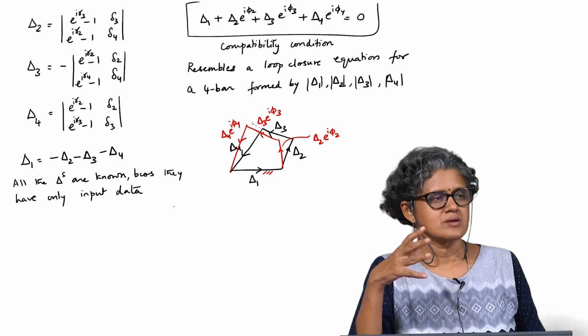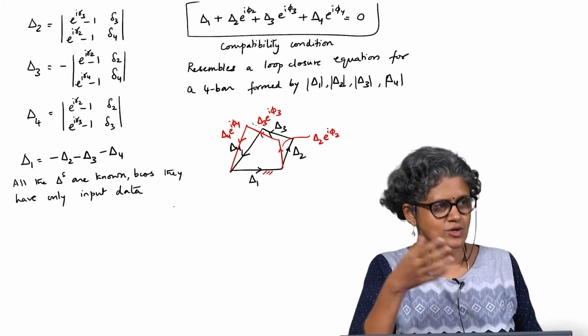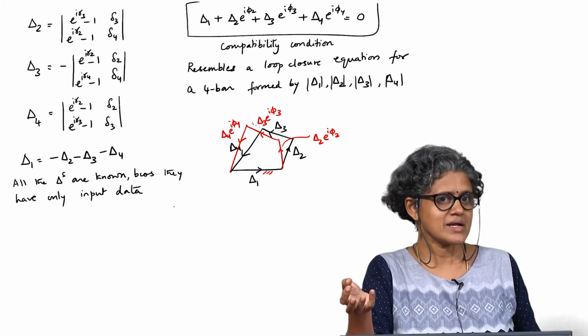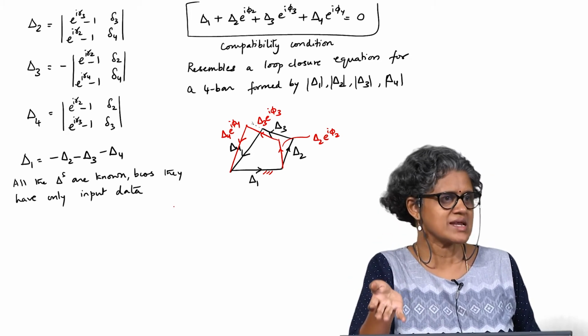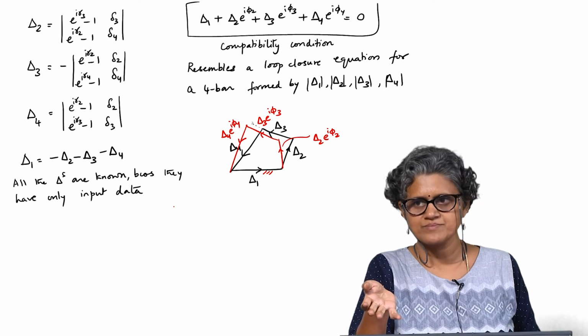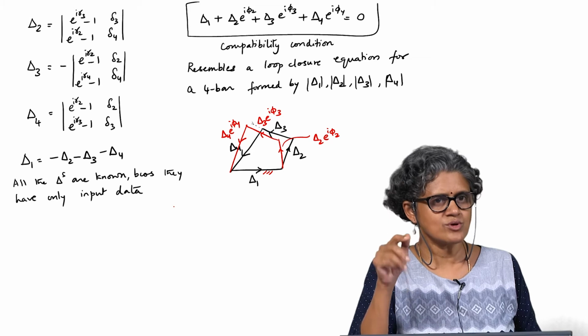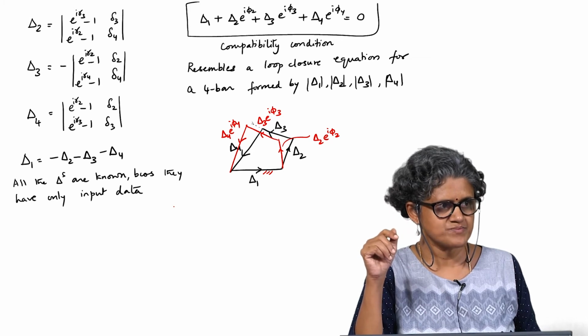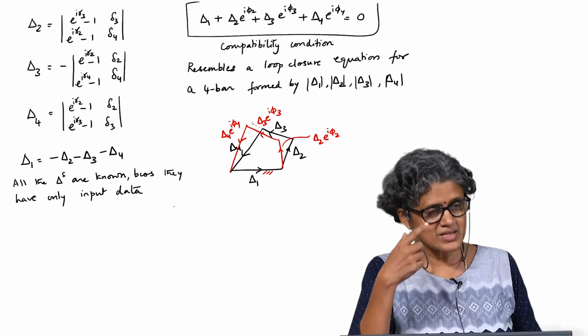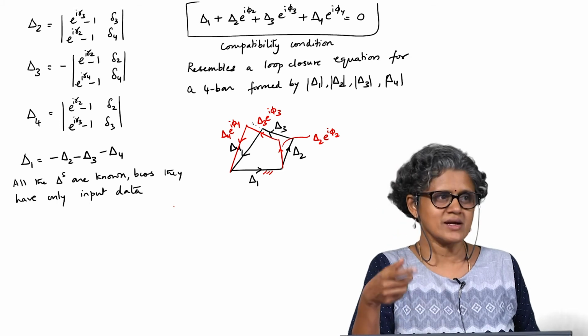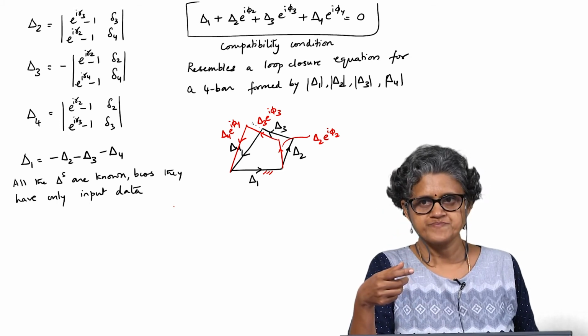Okay. By now, if you do not have that code, you probably want to create it. This is the position analysis code for a 4 bar, to find those angles and to draw the 4 bar in that position. Because you are going to use this code again and again.